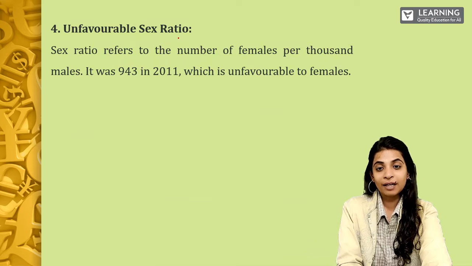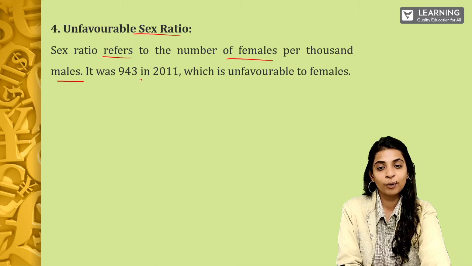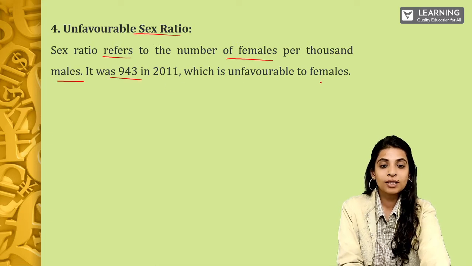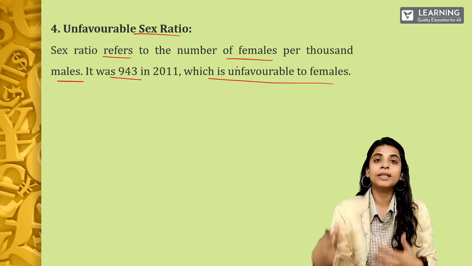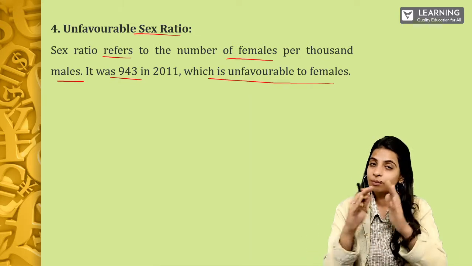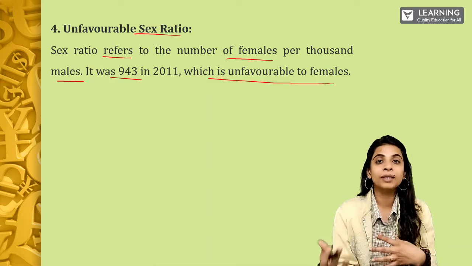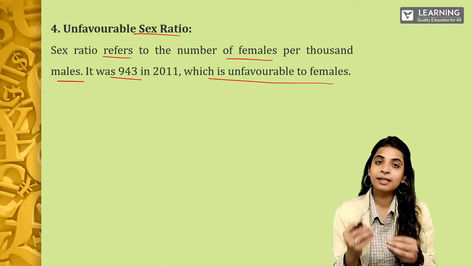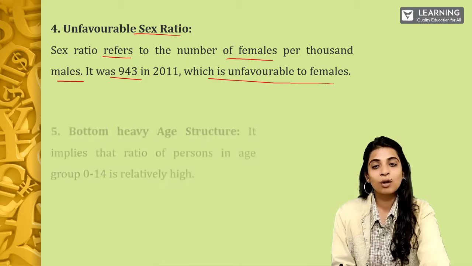Now, unfavorable sex ratio. Sex ratio refers to the number of females per 1,000 males, and it was 943 in 2011, which is unfavorable to females. But now in the current report, we women are more than men, which is now unfavorable to men also. So it's not a balance anyhow. Okay, but it is again not a balance. So it has to be balanced. All right. So it is also a concern.